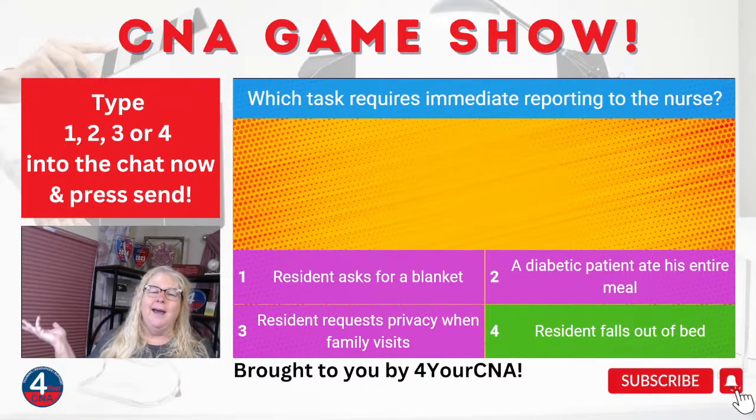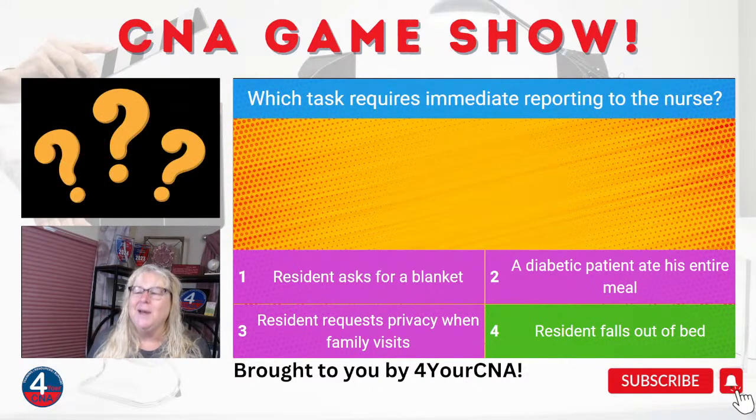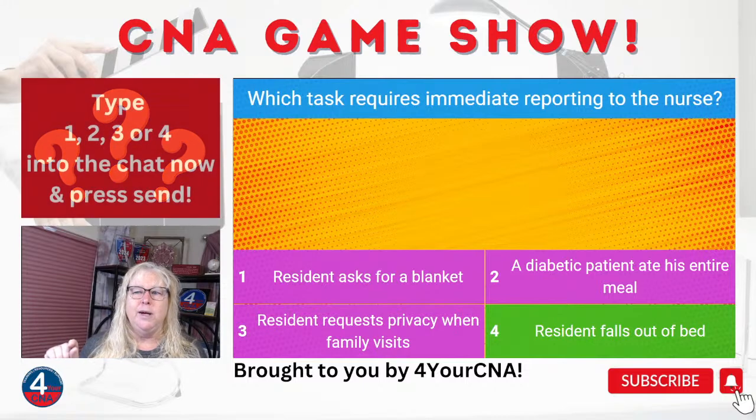The right answer here, yeah, you guys all got this one. When the resident falls out of bed, that has to be reported immediately, right? They fell. This is a potential injury. That has to be reported right away. But let's go through these other ones because there's a little bit of truth in each one of these.